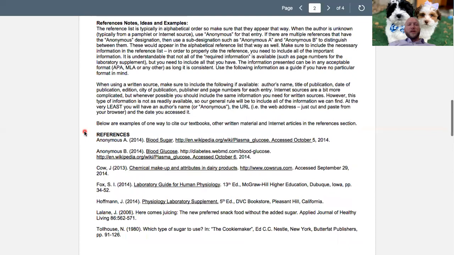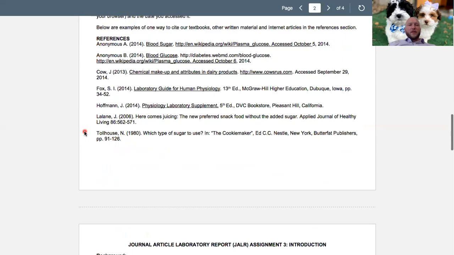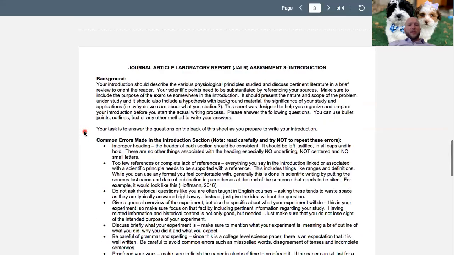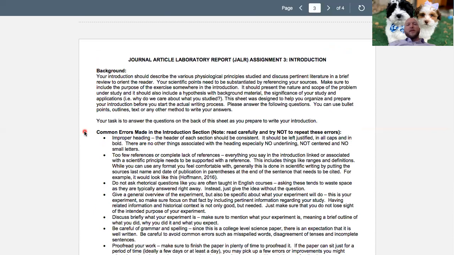Reference notes, read through this. It's good information right here. This part, pay close attention to. Read through this, absorb it. You might want to read through it a couple times while you're doing the second half of this assignment.